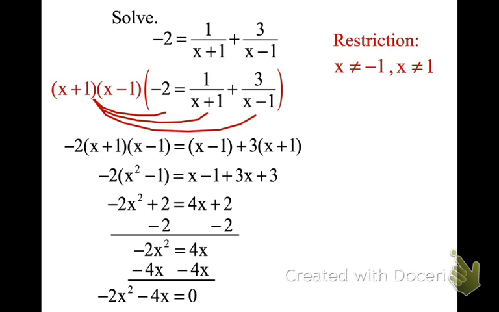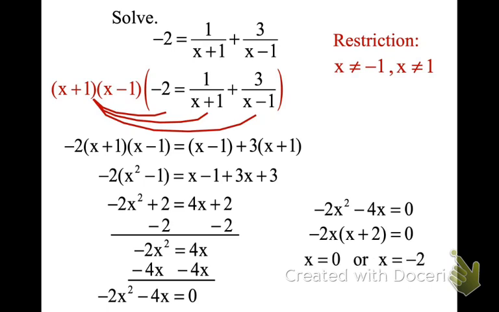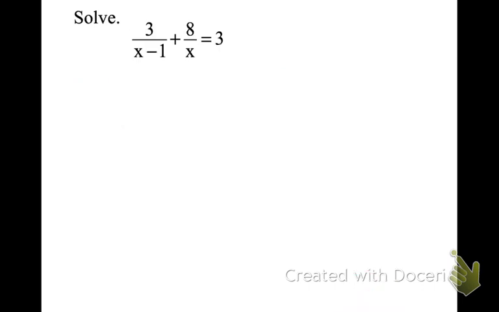So I'm going to factor a negative 2x. Negative 2x times x plus 2 equals 0. And then I set both equal to 0, negative 2x equals 0, x plus 2 equals 0, and x equals 0, and x equals negative 2. And both of those work. All right, let's try the next one. Why don't you pause it and try this one on your own.